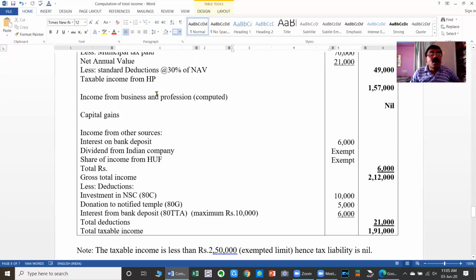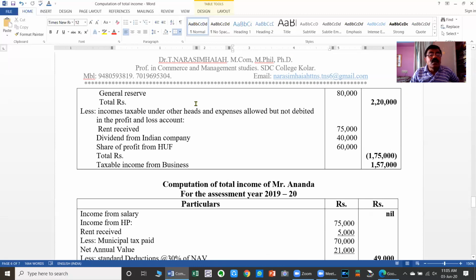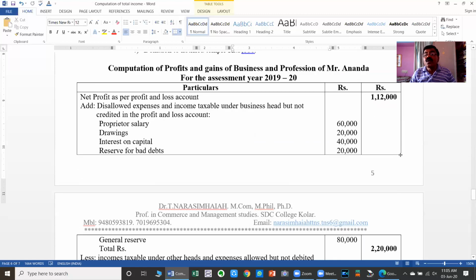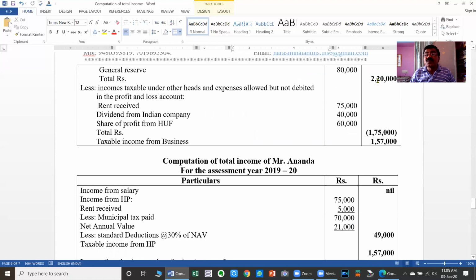Less: income taxable under other heads. Rent received 75,000, dividend from Indian company 40,000, share of profit from HUF 60,000. The total amount of incomes taxable under other heads but included in the net profit of the P&L account is rupees 1,75,000. Therefore, net profit as per P&L account 1,12,000 plus disallowed expenses 2,20,000 minus deductible amount 1,75,000. The remaining taxable income from business is 1,57,000.